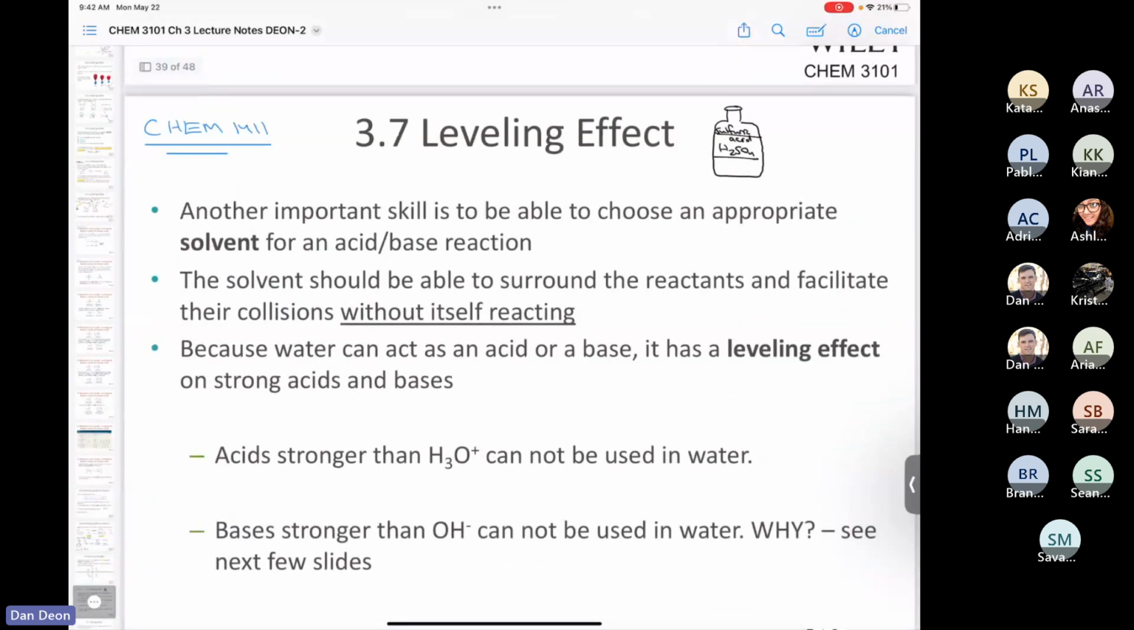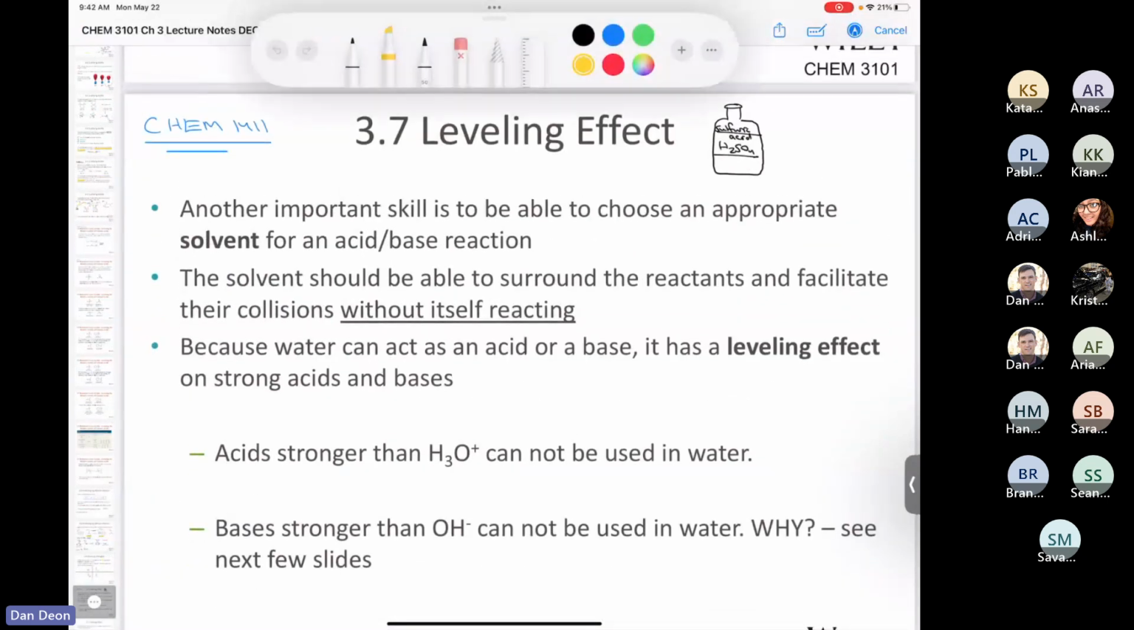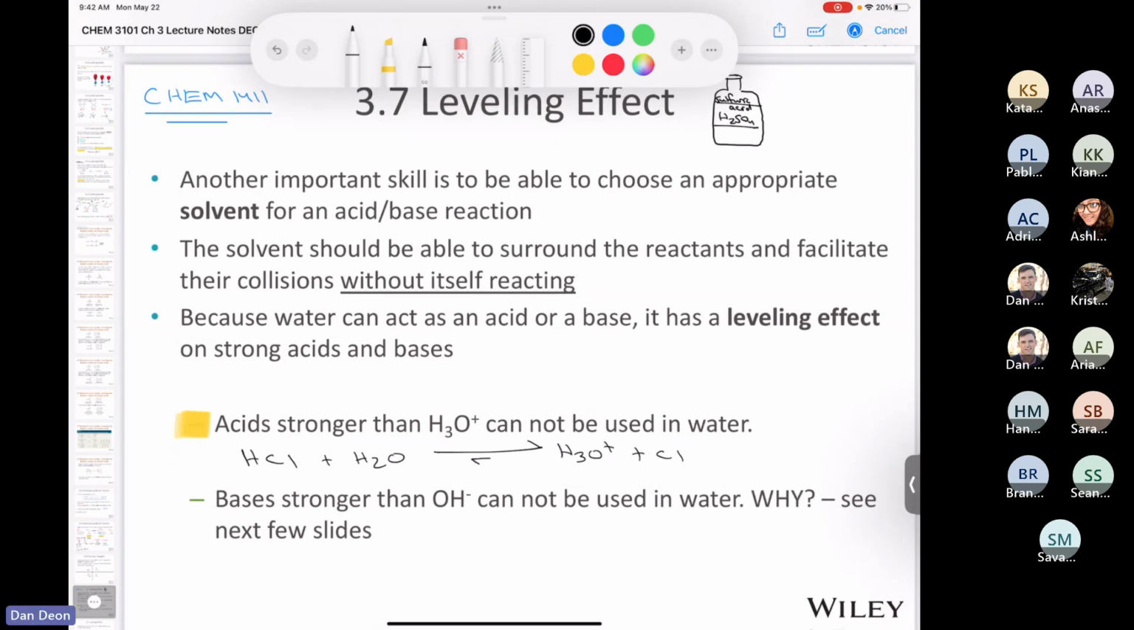So what I said to you was acids that are stronger than hydronium can't be used in water. Why? Because if you take an acid like HCl, which has a pKa of -7, it's stronger than hydronium, and you put that in water, the equilibrium is going to lie mostly to the side of the hydronium plus the chloride. It says also bases stronger than hydroxide can't be used in water.